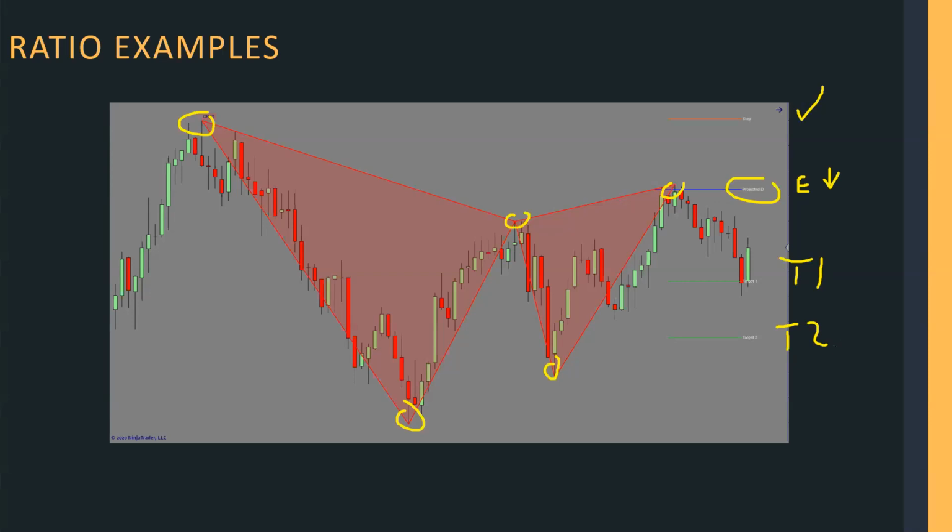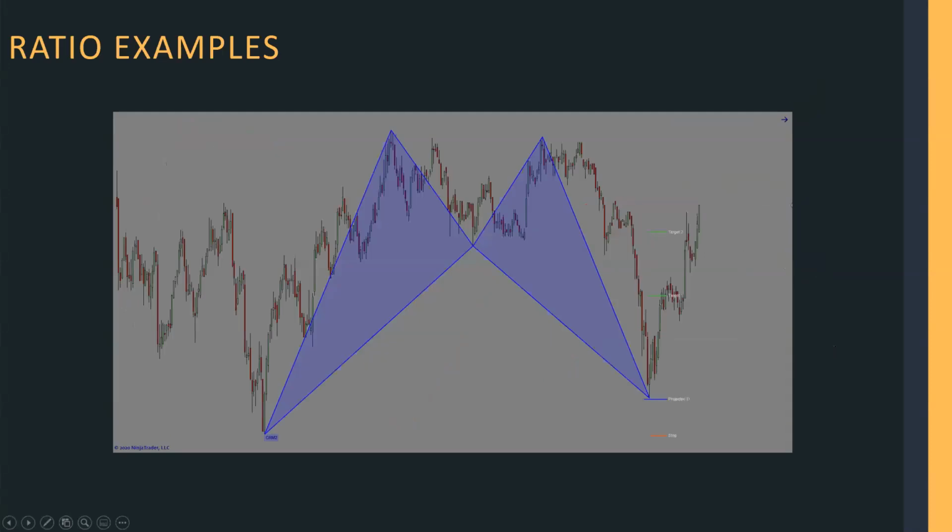Okay. So we're going to talk a little bit about this. Let's go through it. Here's a big one. This is a very deep correction. This is a reversal correction, continuation ratio with a reversal on projected D. This is the entry for the buy setup. Your stop loss goes here, T1, T2.